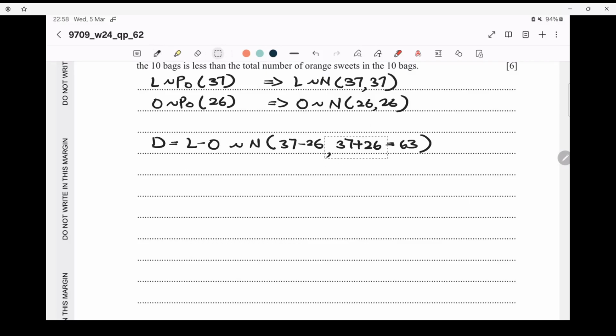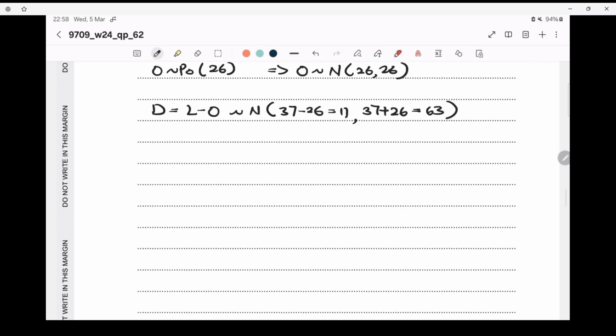Probably I can write down the final answer for your mean. That will be 11. Okay, so now we find D smaller than 0, and because this is from a discrete random variable to a continuous random variable, be sure you do your continuity correction. In this case it's less than 0, so it will start from minus 0.5. Okay, and then divide by the square root of 63.